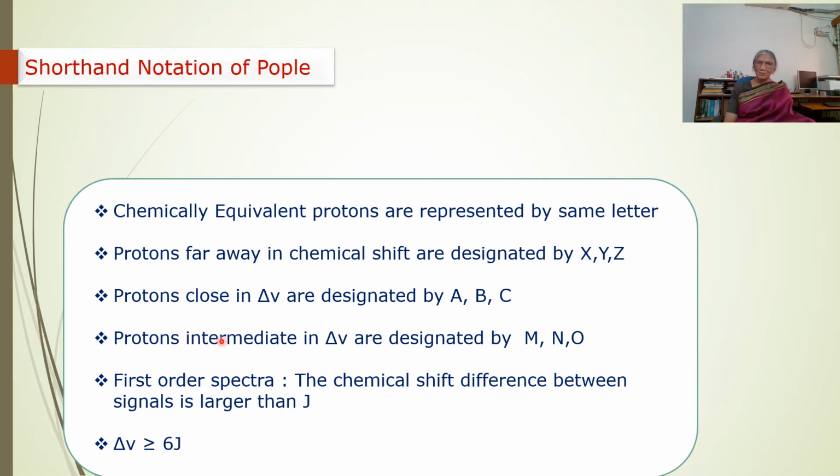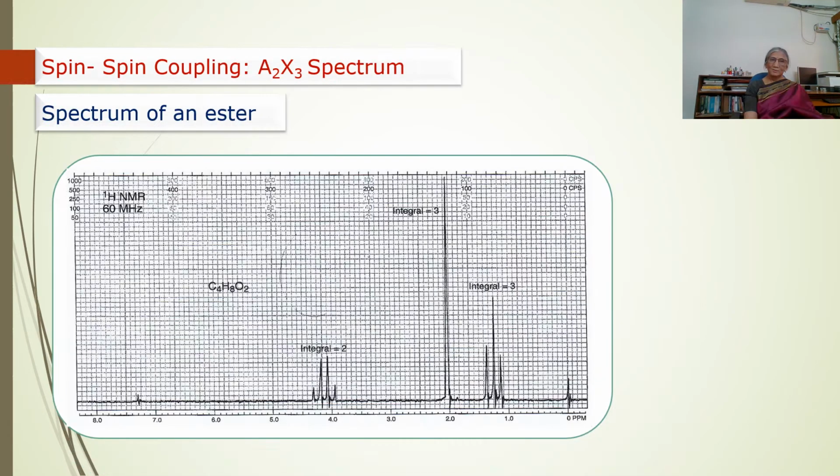And the first order spectrum is one where the chemical shift difference is quite large as compared to the coupling constant. It is said that if the chemical shift difference is greater than or equal to 6J, then the spectrum will be a first order spectrum. Observe this NMR spectrum.